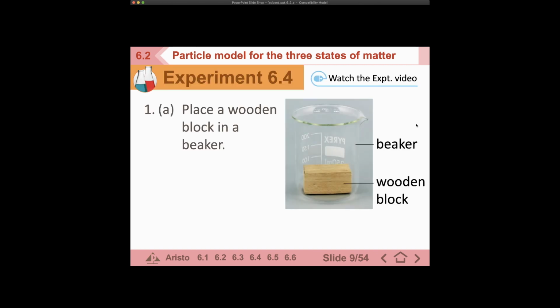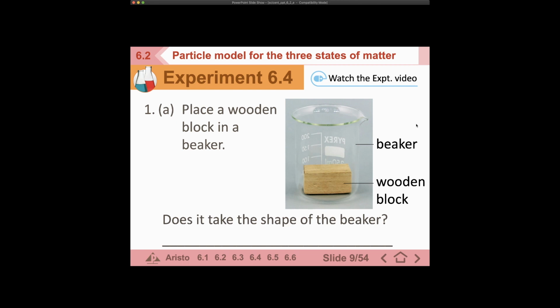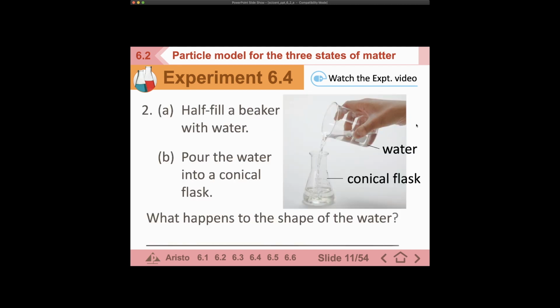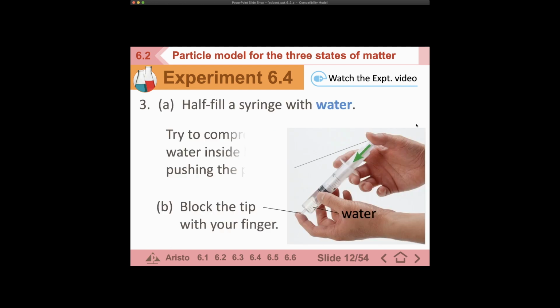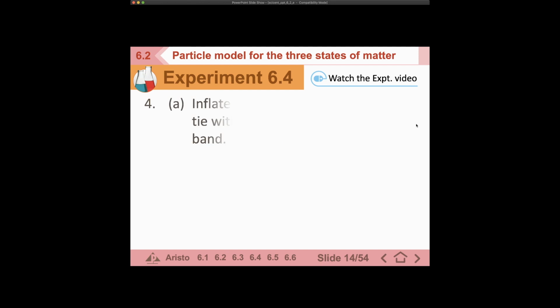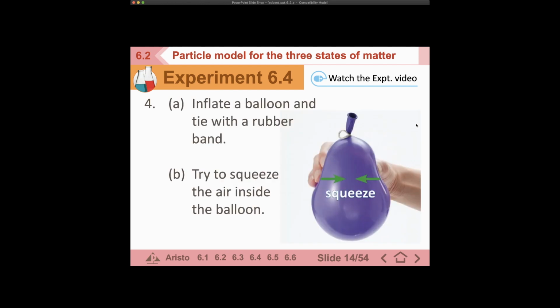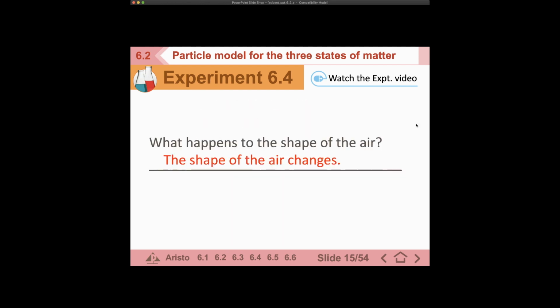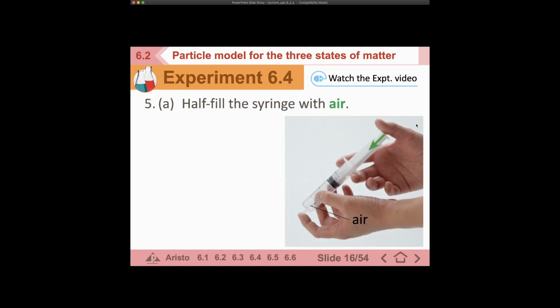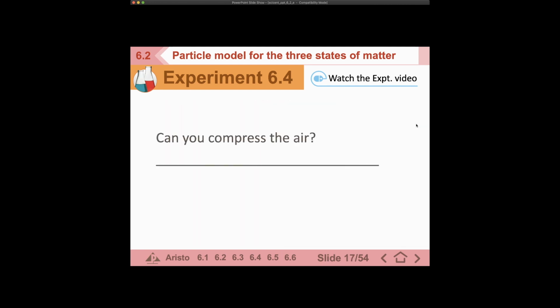Now we will check the answer together. You cannot compress it for solid. For liquid, it will take up the shape of the conical flask. And when you do it, you cannot compress the water. When you squeeze it, you can change the shape of the air. When you do this, you can compress the air.